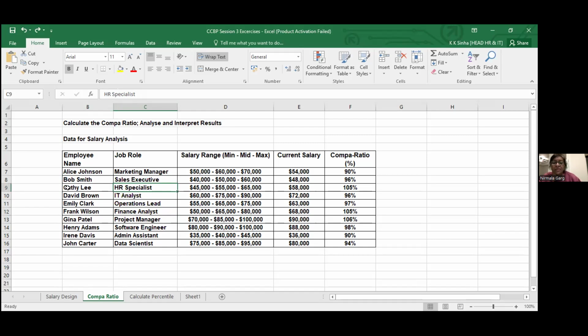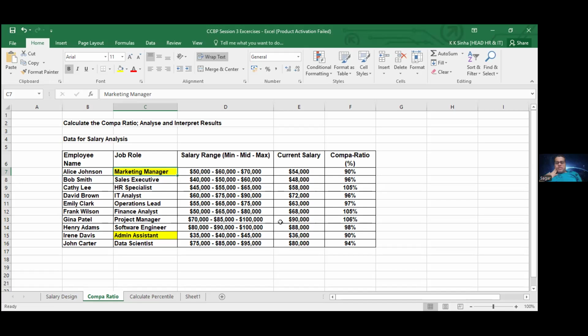Who is at the least comp ratio? Least 90. I think they all are around 90, fairly placed. Almost 90, least among them is 94, this admin specialist, data scientist, admin assistant, marketing manager. So what is your recommendation? Can you tell me? Anybody? Open forum. What is your recommendation?